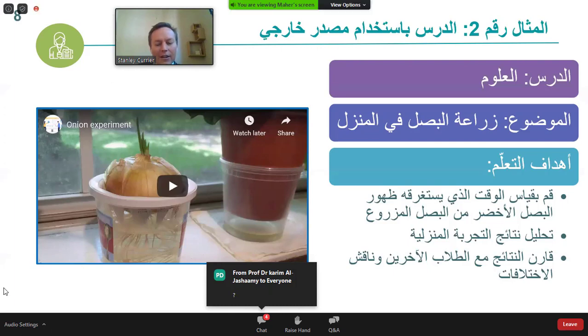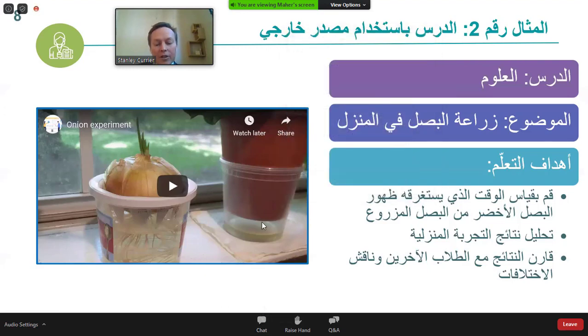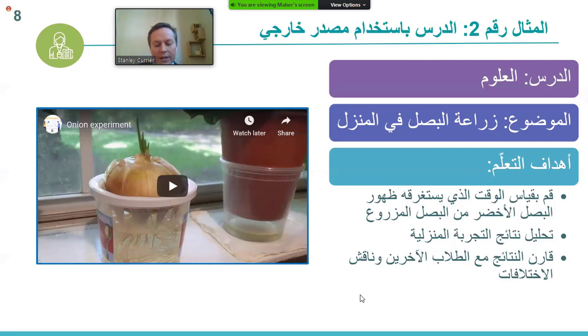The lesson learning objectives include measuring how long it takes for a green onion to sprout from an onion, analyzing the results of the experiment, and comparing results with other students and discussing differences.